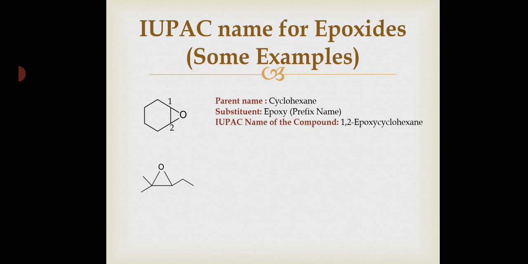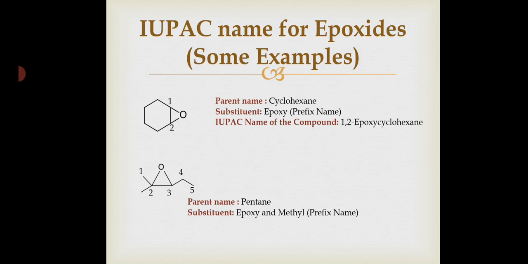Look at this compound. First, we have to choose the longest chain. The longest chain is this: 1, 2, 3, 4, 5. So the numbering goes like this: 1, 2, 3, 4, 5. So if it is a 5 carbon chain, then obviously the parent name is pentane. The substituents are epoxy and methyl, which come as a prefix name. Epoxy is present at 2 and 3 position. Methyl group is present at 2 position. Between epoxy and methyl, who will get preference? Epoxy will get preference because E comes first in the alphabetical order before M.